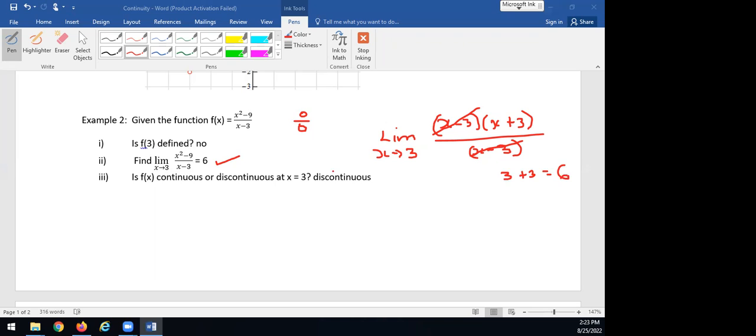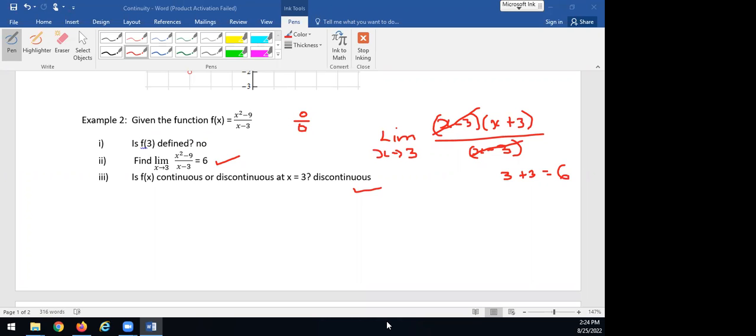What can we conclude? Is the function continuous or discontinuous? Discontinuous. Yes, and what's the reason? Because f of 3 is not defined. Very good. f of 3 is not defined. So it's discontinuous.